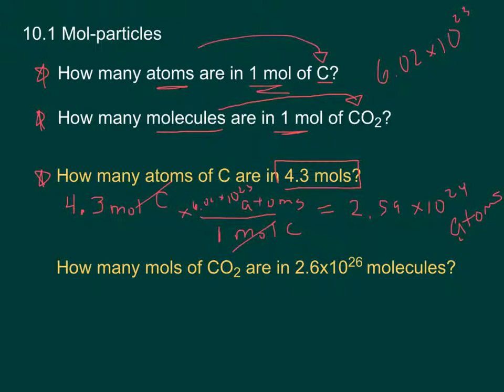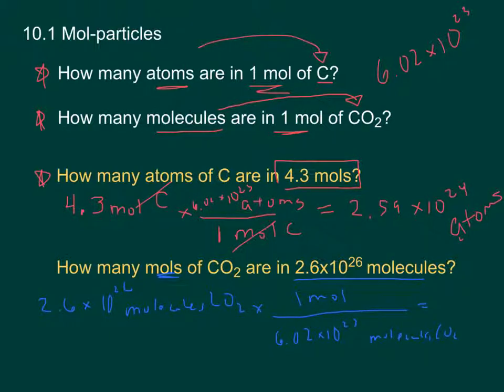The next problem is very similar. We're just sort of going backwards from what we did in the previous problem. We're starting with this, 2.6 times 10 to the 26th molecules of CO2. We have to have molecules of CO2 on the bottom. We're trying to get to moles. We know that 1 mole is equal to 6.02 times 10 to the 23rd. When we do the math out, being careful to use the E button, we get 432 moles.